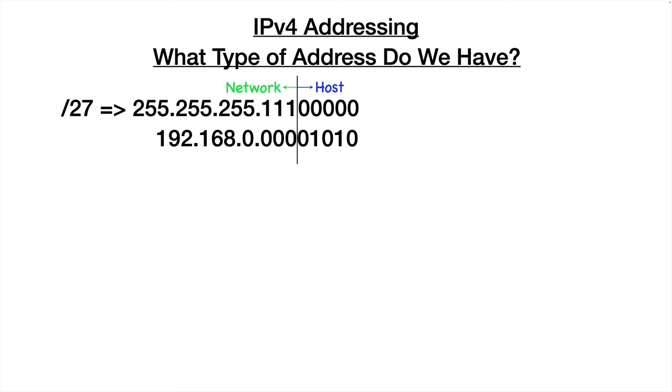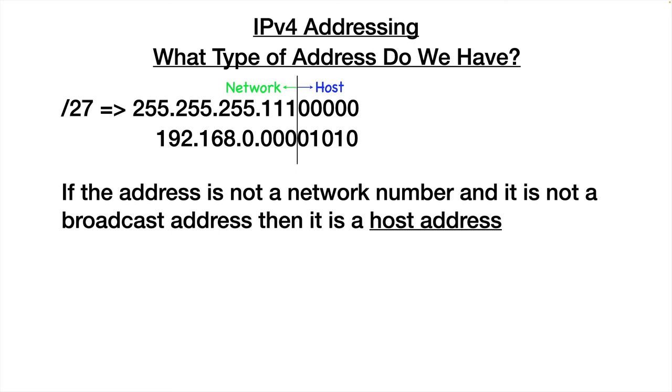So if the address is not a network number and it's not a broadcast address, then it is a host address. So there are several important things here beyond the question, what type of address is it? That was a refresher on the subnet mask. What makes an address a network number? What makes an address a broadcast number? Like I said, I just wanted to review that really quickly.